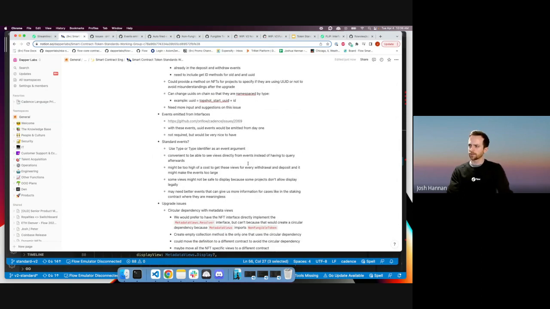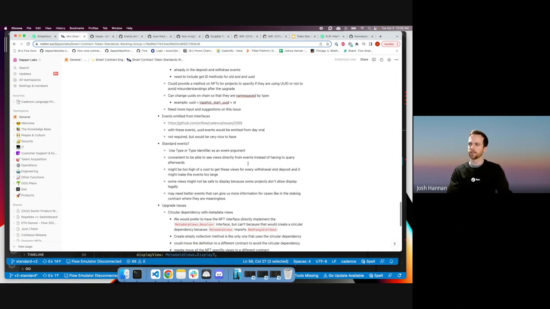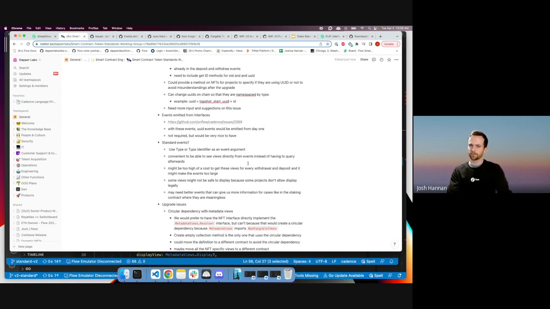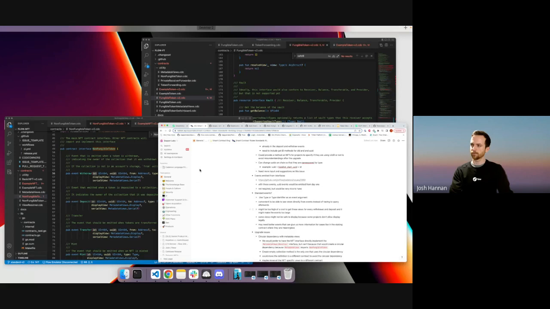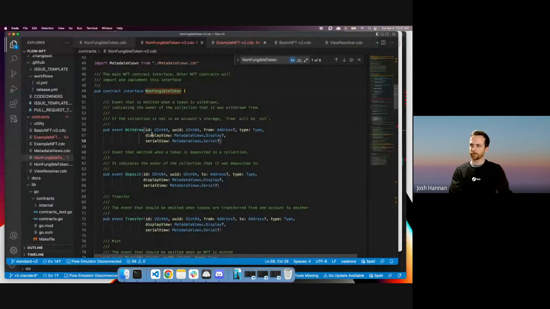All right, next, standard events. This follows on from events emitted from interfaces. We said that we want to be able to define events in interfaces and emit those events directly from the NonFungibleToken.Collection interface. We're still working on figuring out what we want those events to contain. I think we're all basically in agreement that we want the ID, the UUID, the owner, like the from address for the withdrawal events specifically, and the type of the NFT that's being withdrawn.